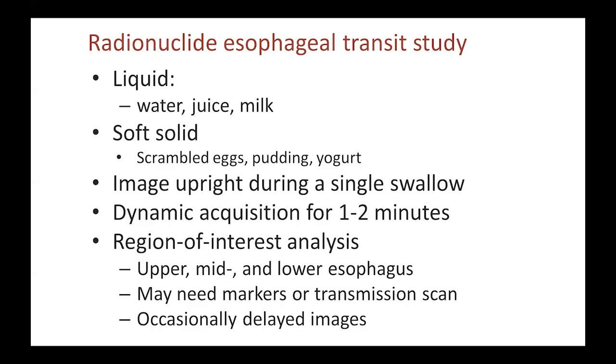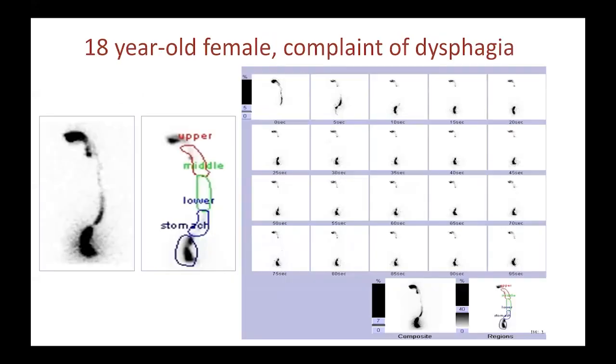We image upright during a single or a series of single swallows with dynamic acquisition for 1 to 2 minutes, remembering that a normal swallow should be completed within 15 seconds. Region of interest analysis allows us to assess retention of the swallow in either the upper, mid, or lower esophagus. And sometimes we may actually need markers or do a transmission scan in some patients, depending upon their anatomy. And occasionally, delayed images may be useful.